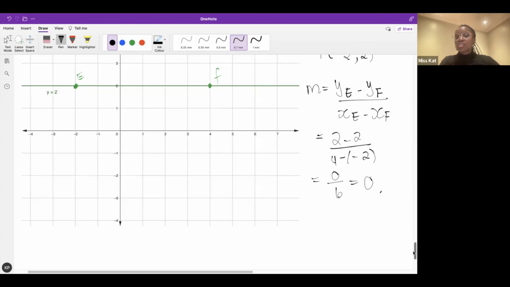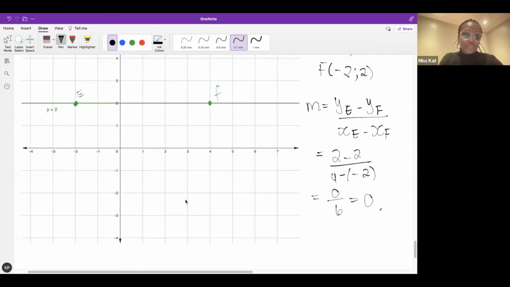Okay, ma'am. Thanks. 0 divided by something is 0. That you can do. But 2 divided by 0 doesn't exist. You can't divide anything by 0. Do you see? Okay, ma'am. There we go.